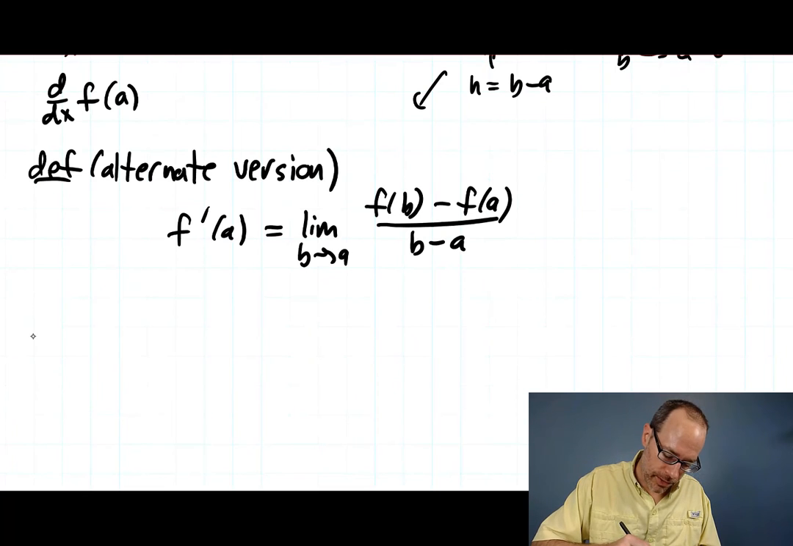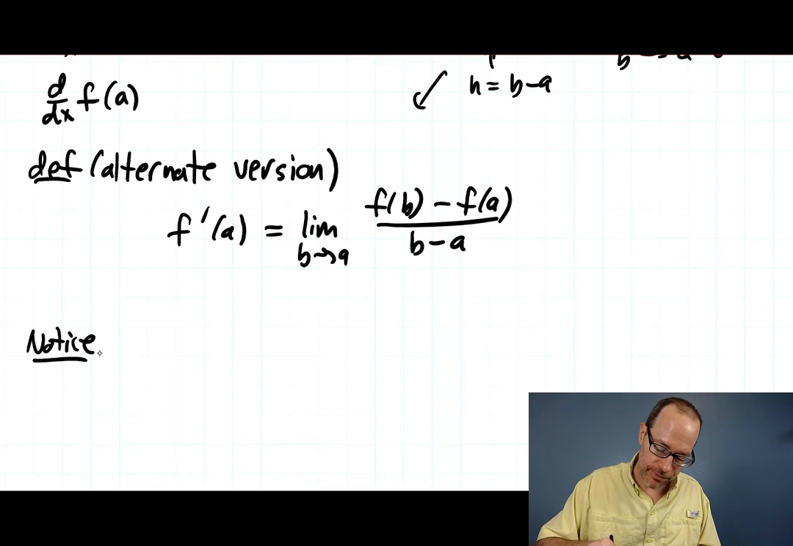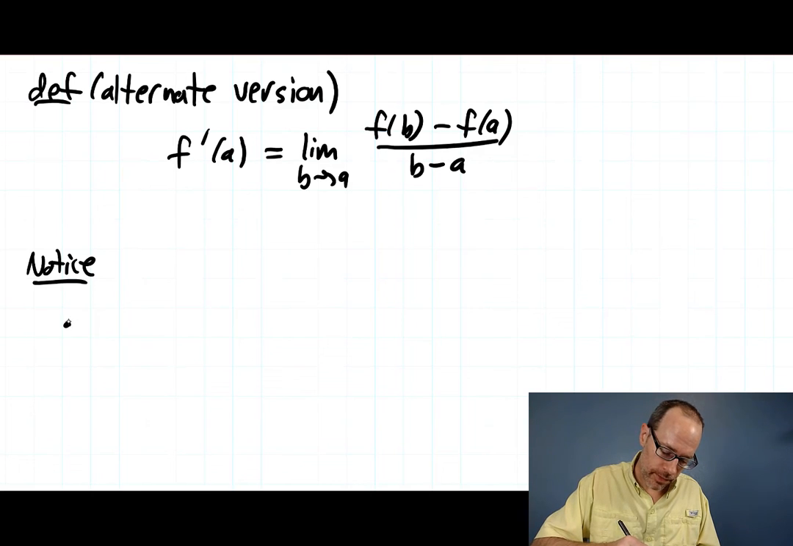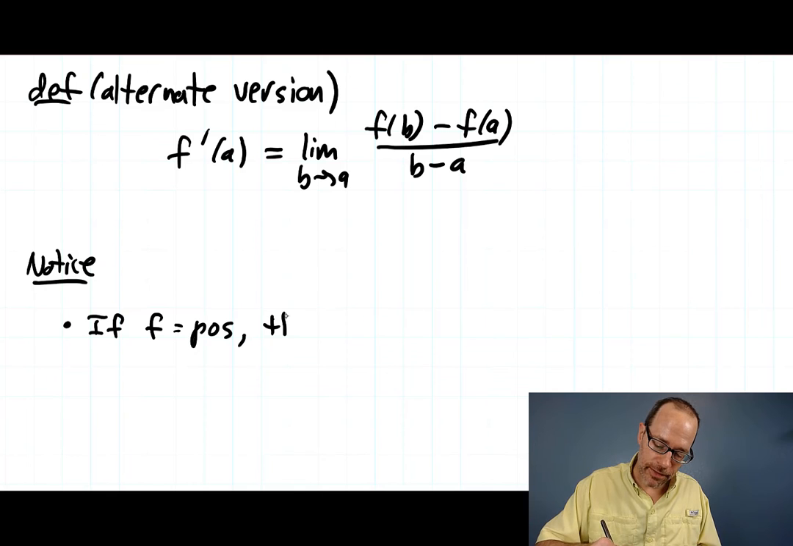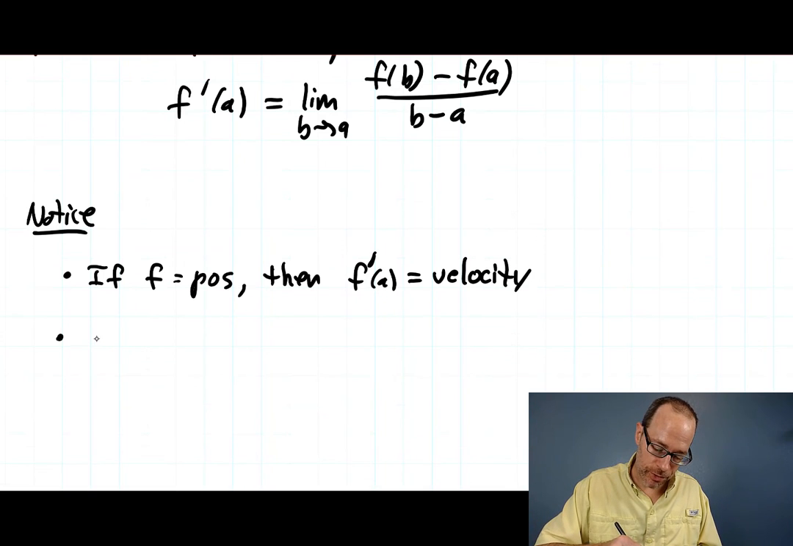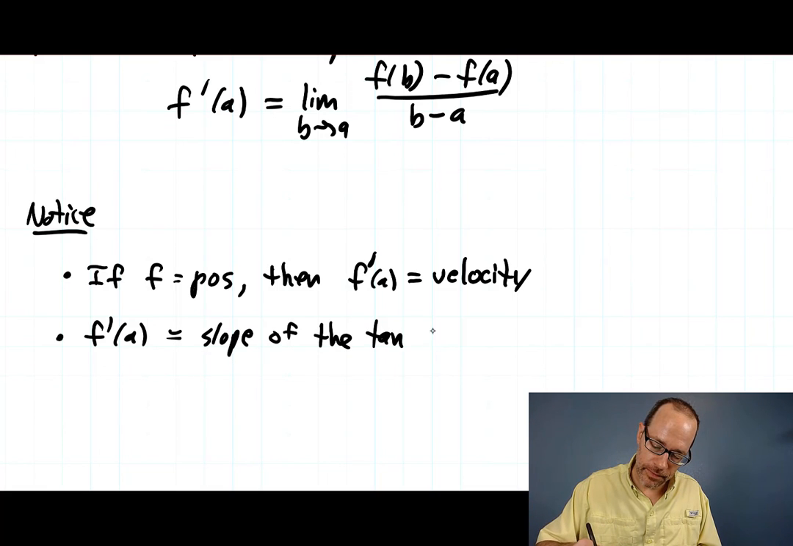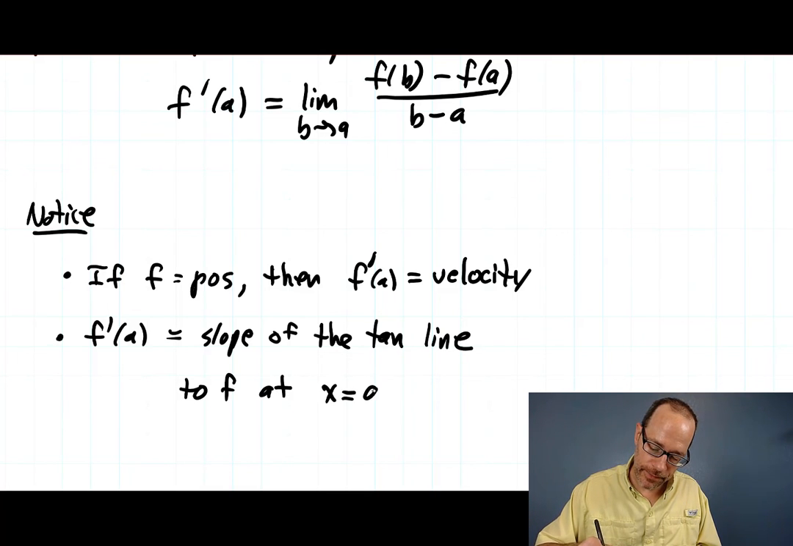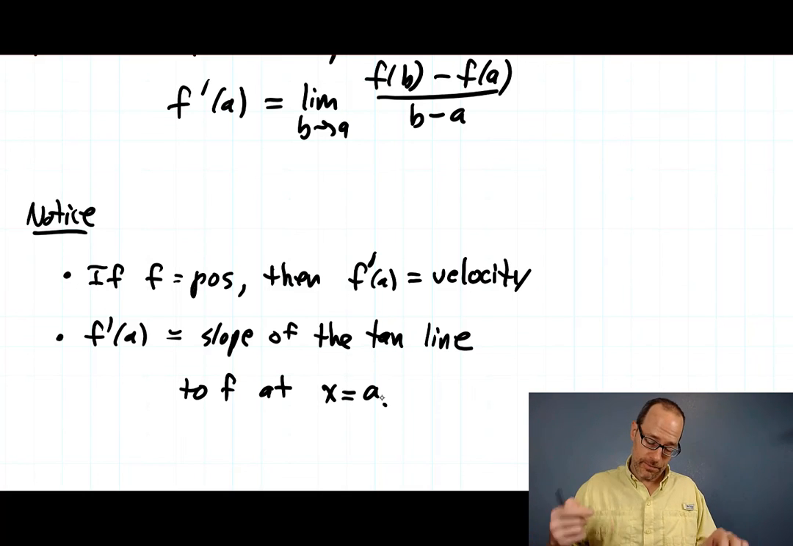Now, one thing to notice, that the derivative is calculating something we already know. If f is the position of something, then you can interpret f prime as the velocity. Okay? And you can also interpret f prime at a as the slope of the tangent line to the function f at x equals a. Okay? Because that's what it was.